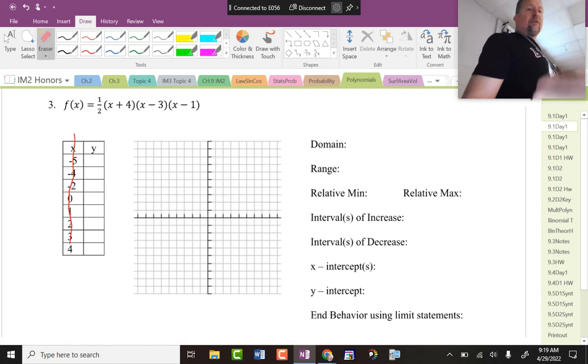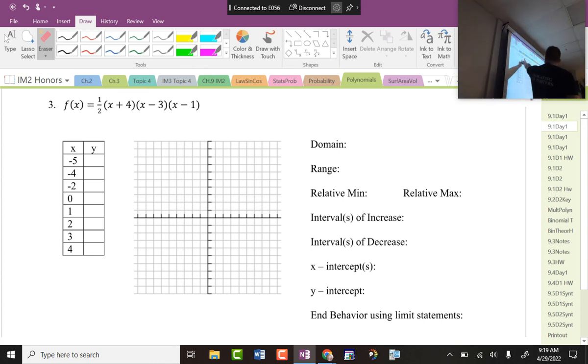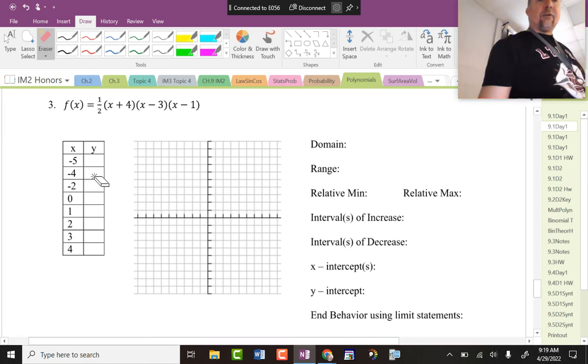Because now we should understand that this is actually called intercept form. And the reason is, what happens when I plug in -4 for x? -4 plus 4 is 0. What's 0 times who cares times who cares times who cares? What's the answer? 0. So that's why we know when we plug in -4, we get a 0, which is an x-intercept. 1, 2, 3, 4.